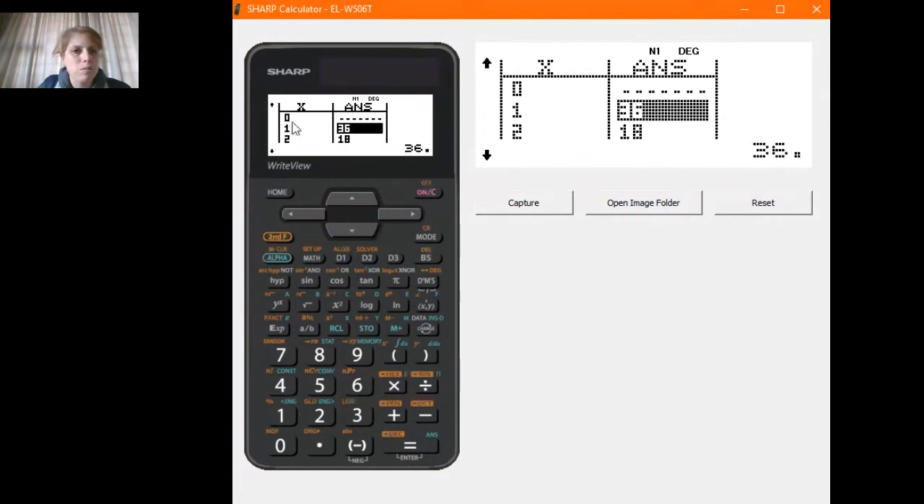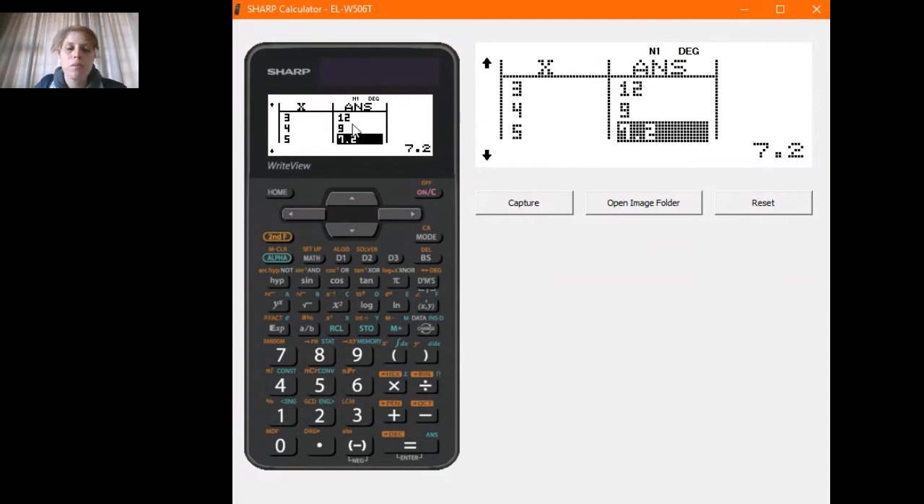Okay, and here's all my factor pairs: 1 and 36, 2 and 18, 3 and 12, 4 and 9, 5 and 7.2. So I know that 5 is not a factor because it has a decimal remainder, 6 and 6. And then, of course, we've gone back to 7 and 5. So I know that I've got all my factor pairs and I am done.